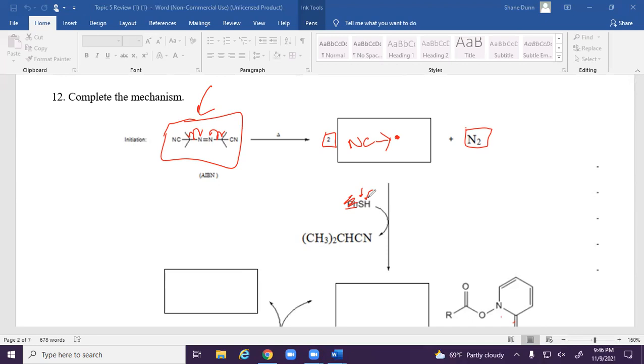What popped off? What does this guy right here want to be happy? He wants one electron, which can come from a radical hydrogen. So you're going to make a radical hydrogen to make this guy. So you'll get pH S radical. Does that make sense? Yep.